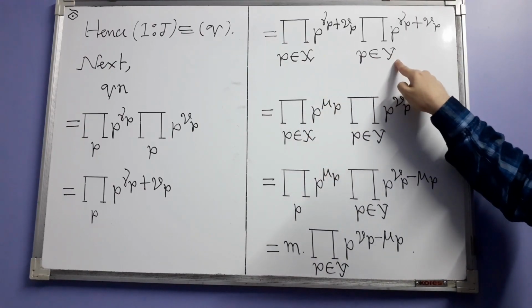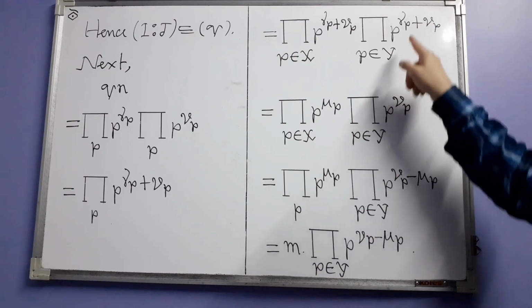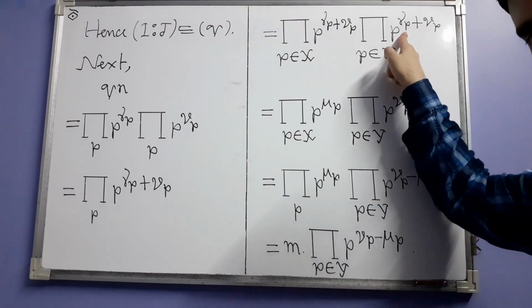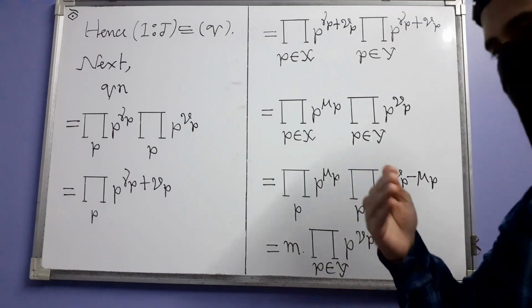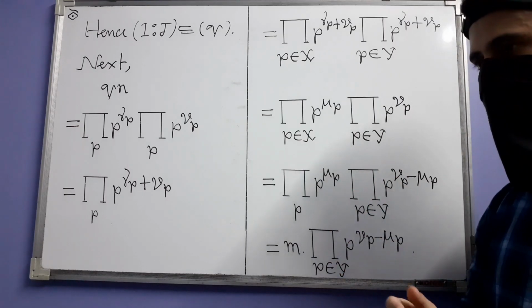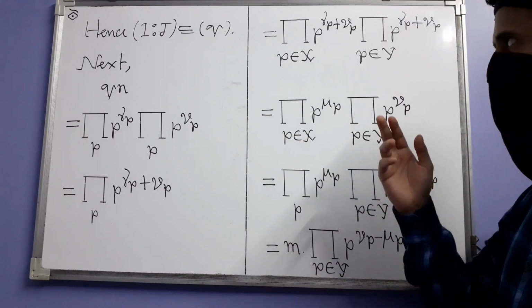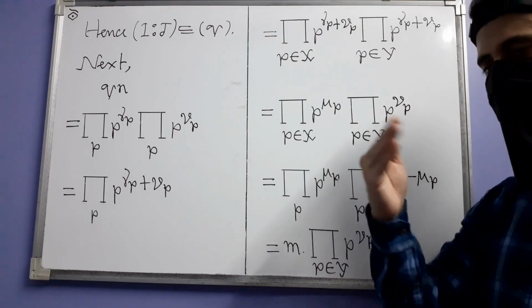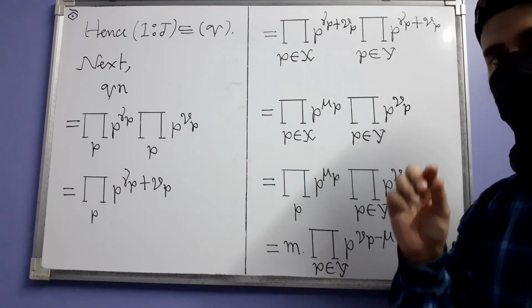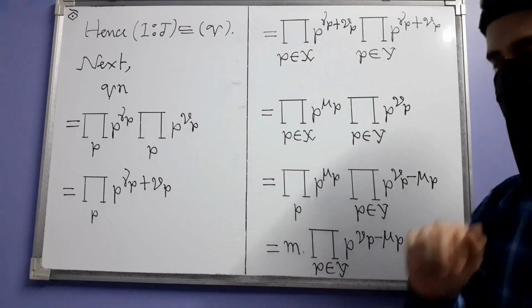For the primes p that belong to y, the definition of gamma p is the same, but now mu p is less than nu p. So mu p minus nu p is negative, and that is why the maximum between 0 and mu p minus nu p this time is 0, because the other number is negative.